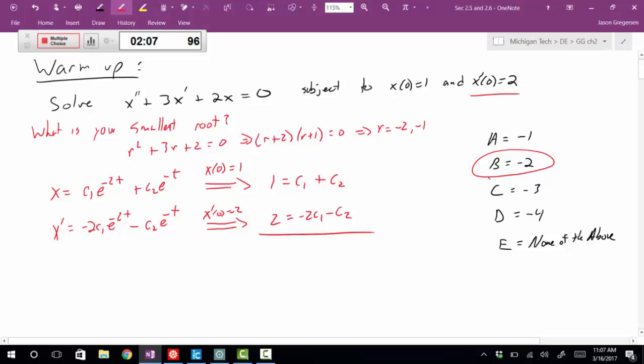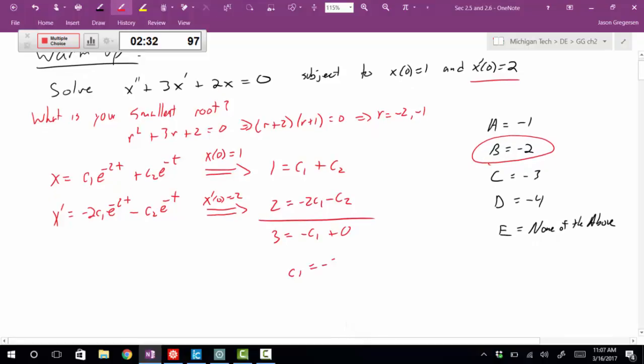I have two equations, two unknowns here. Lots of ways I can solve this system. I could write a matrix equation, do some linear algebra. I could solve one of the equations for one parameter and plug it into the other. In this case, as I look at it, I'm just going to add the two equations together. When I add the two equations together, I get 3 equals negative c1 plus 0. That tells me c1 is equal to negative 3.